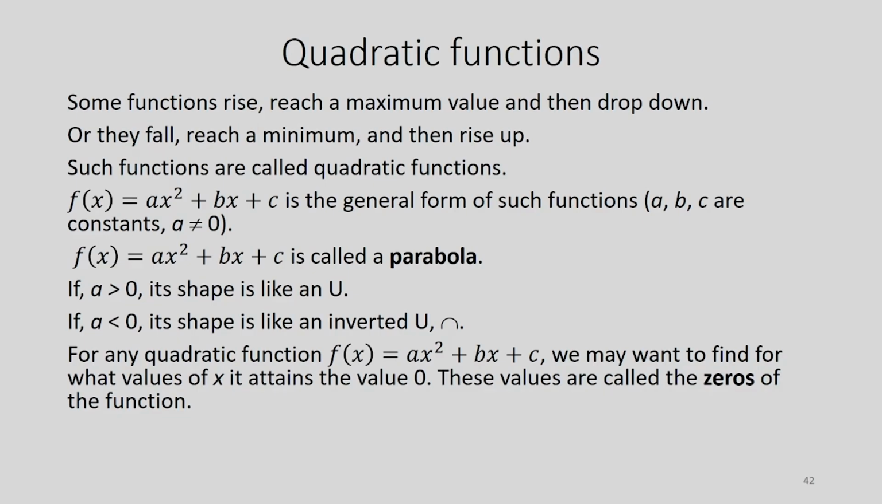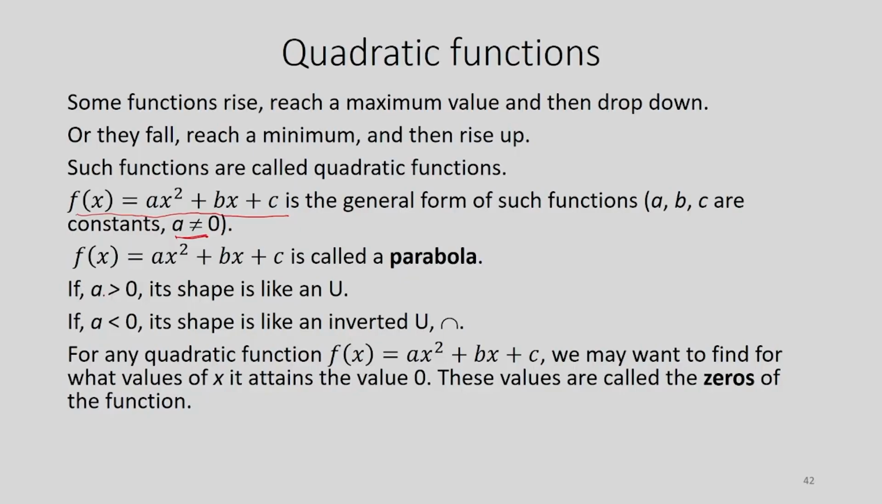So, here is the general form of a quadratic function. f(x) is equal to ax² + bx + c, where a, b, c are constants. We have talked about them, we call them parameters. And we have to make sure that this does not degenerate into a linear function. So, we have to have a to be non-zero, because if a is equal to 0, then you actually get a linear function. We do not want that. We want a proper quadratic function.